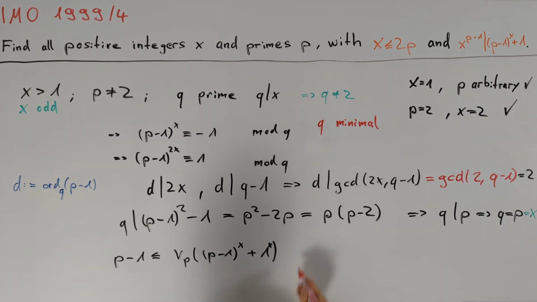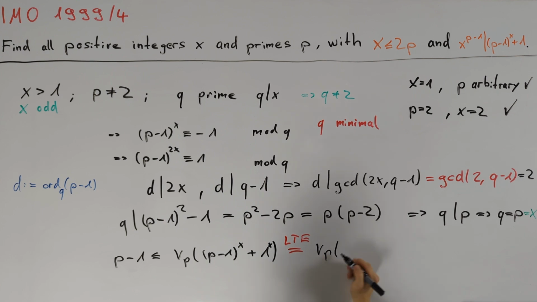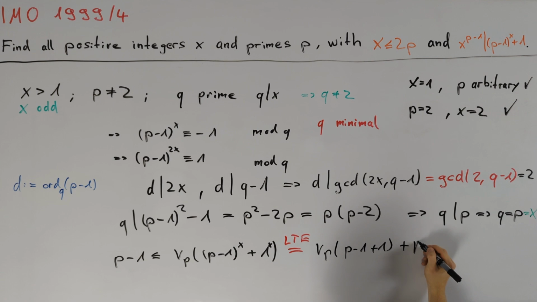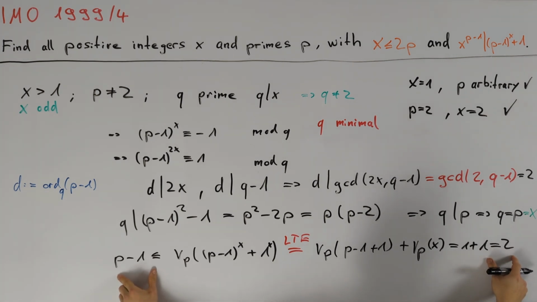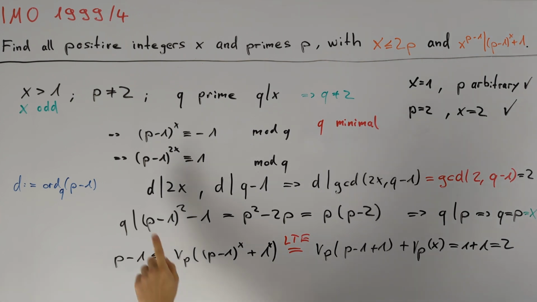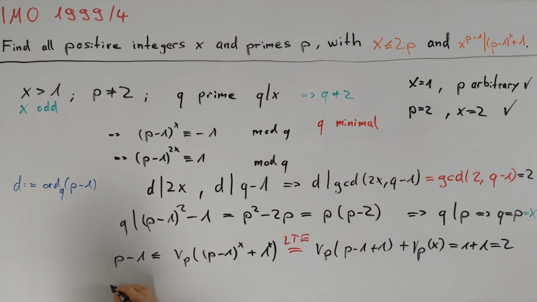Therefore, we are able to use the lifting the exponent lemma to conclude that this is equal to nu_p of (p minus 1 plus 1) plus nu_p of x. And here we see that this is just equal to 1. And since x is also equal to p, the second summand is also equal to 1, and therefore this is equal to 2. We conclude that p is less than or equal to 3, and since p is not equal to 2, we get that x must be equal to p equal to 3.